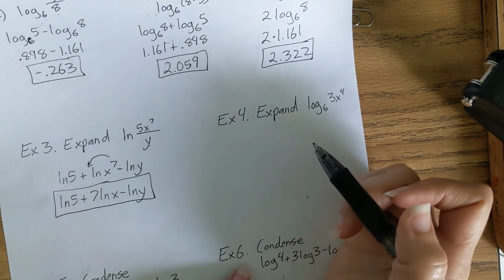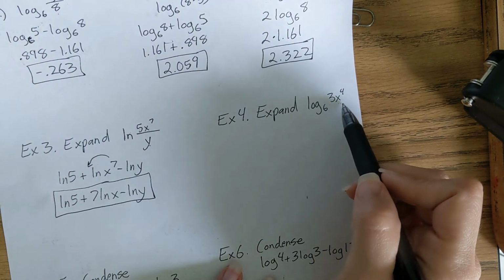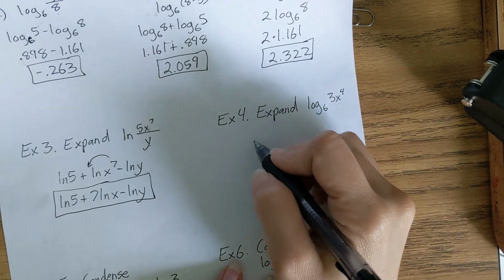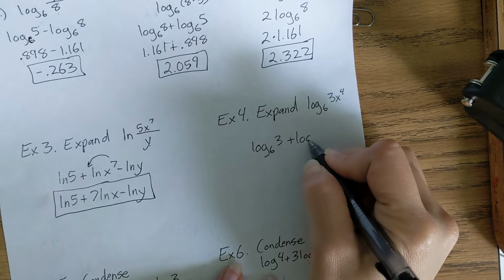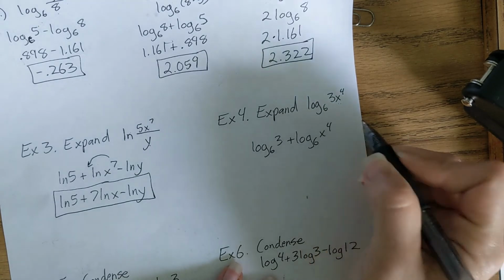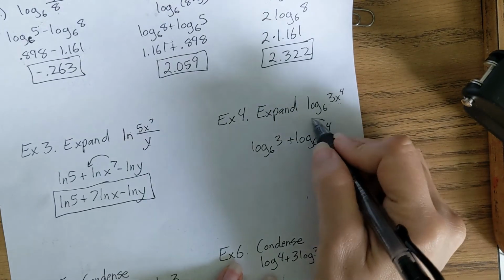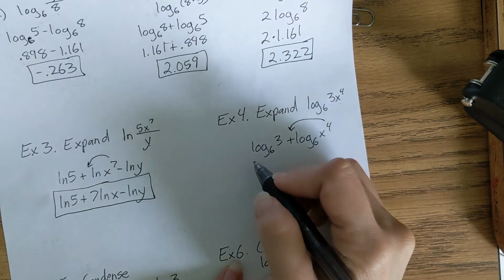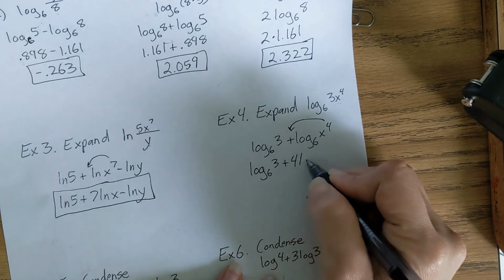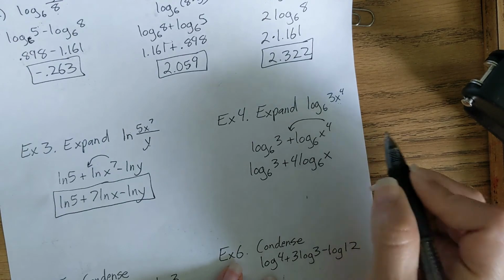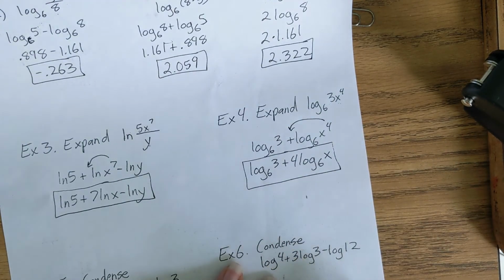Okay, so let's see if you got this right. So first, I have 2 numbers that are getting multiplied here. So that means I can add those together, right? So I can make that log base 6 of 3 plus log base 6 of x to the 4th. And then I can bring this power to the front. And that would become log base 6 of 3 plus 4 times log base 6 of x. And there's nothing else that I can do from there, so that is my final answer on that one.